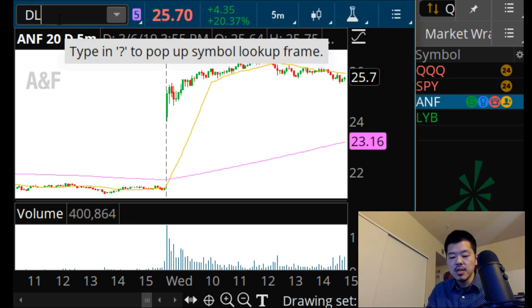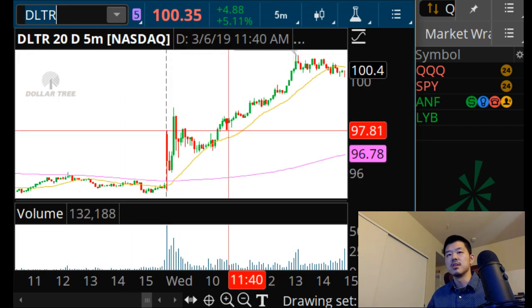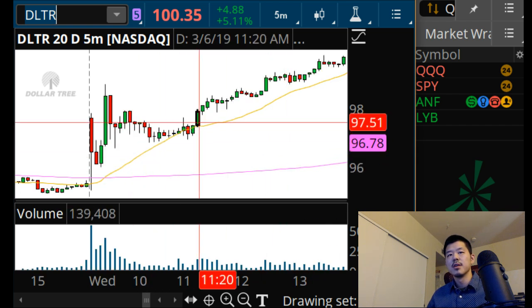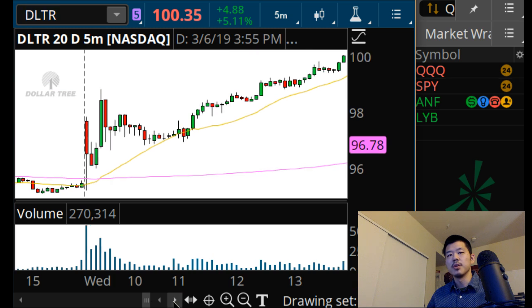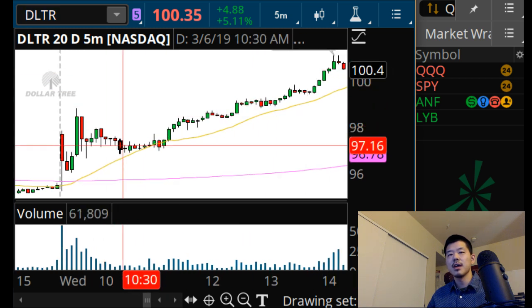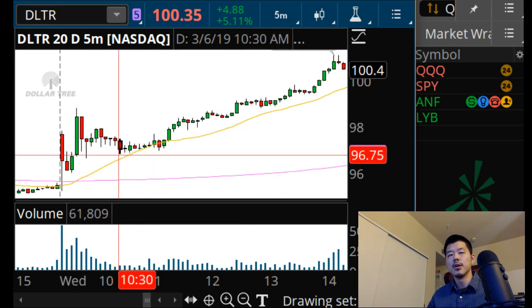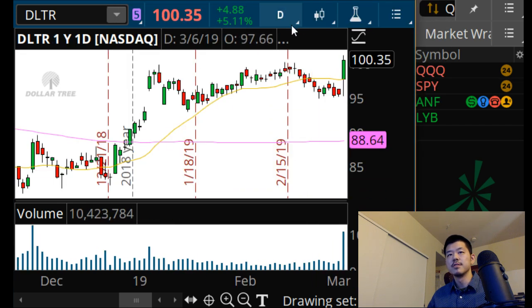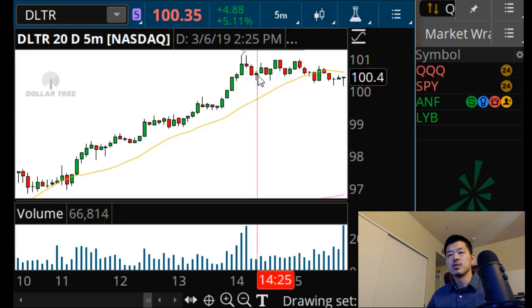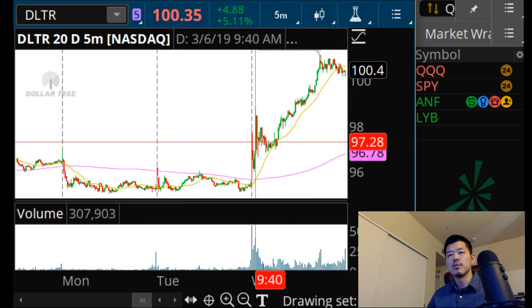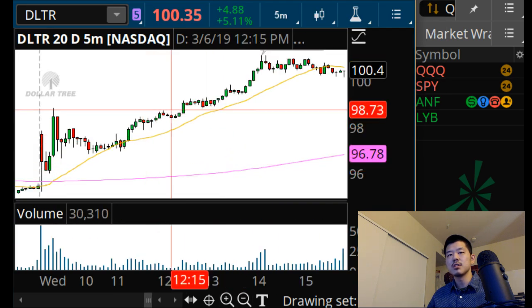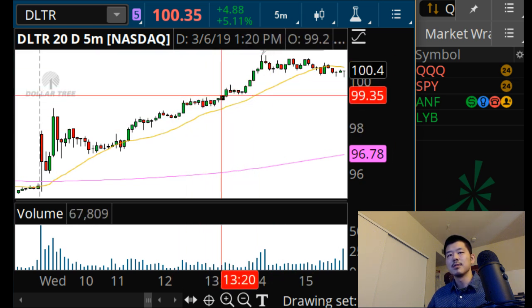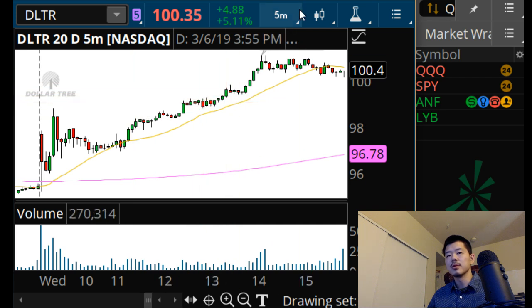There were some things that also moved really nicely, like this DLTR, but I didn't see a good entry in this, at least as far as this run up here. So that's okay. There can be plenty of things that move well, and you don't have to catch everything that moves. As long as you know what to focus on, it's a little bit easier to just accept. I guess this high of the day breakout was okay. I don't think it was that good, but it was okay.